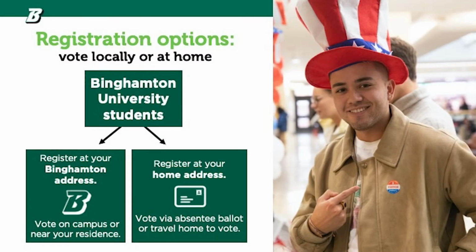Students have two different options in terms of where they want to register. College students can choose to either register at the address that they live while they attend school or at their home address. For students who choose to register at their home address, this typically means that they're going to have to vote absentee to cast their ballot for the election if they're not able to actually return home physically to vote during election day or during the early voting period.